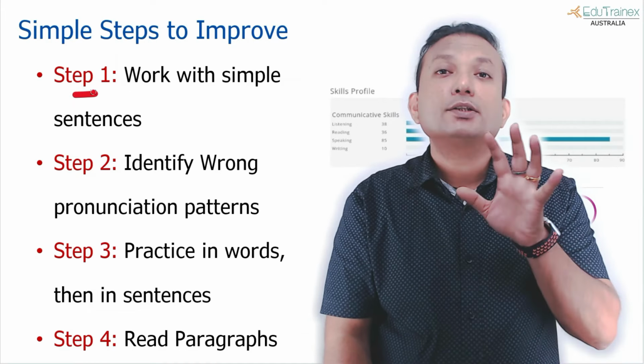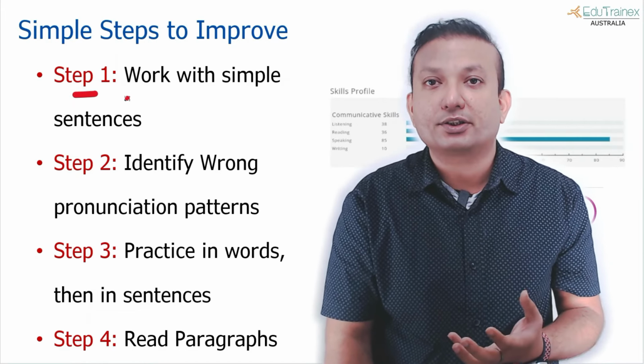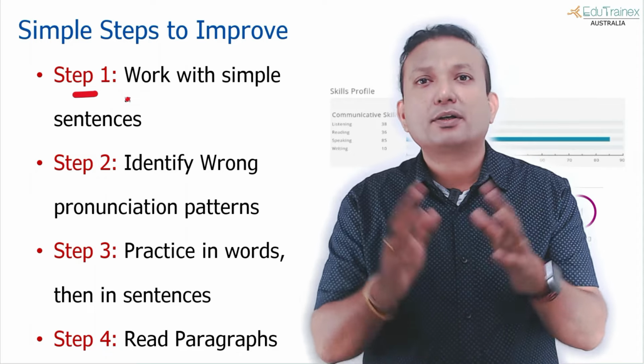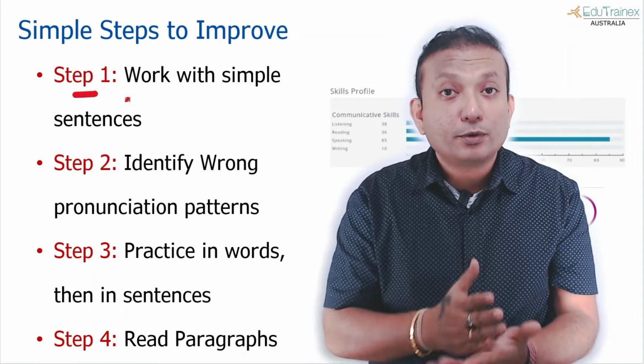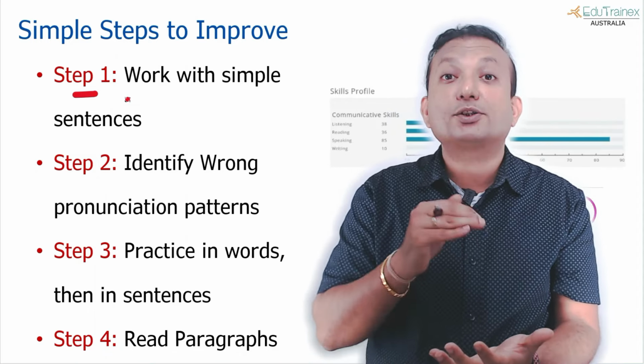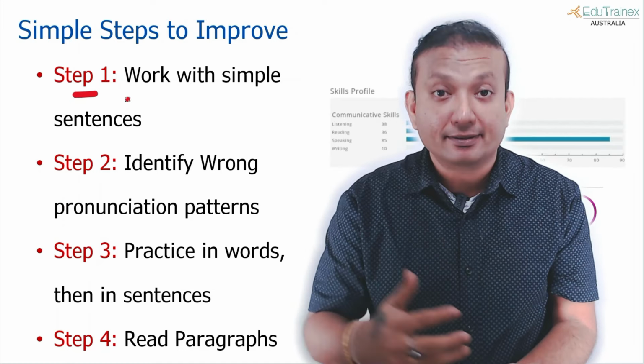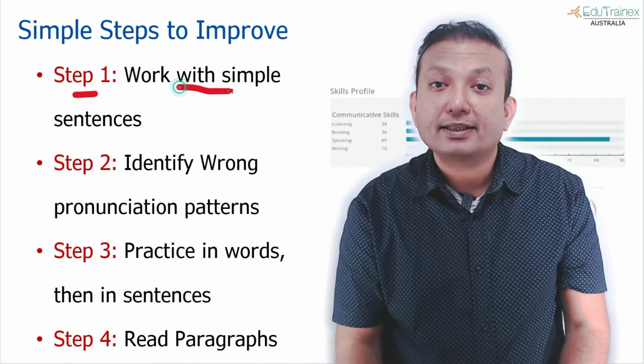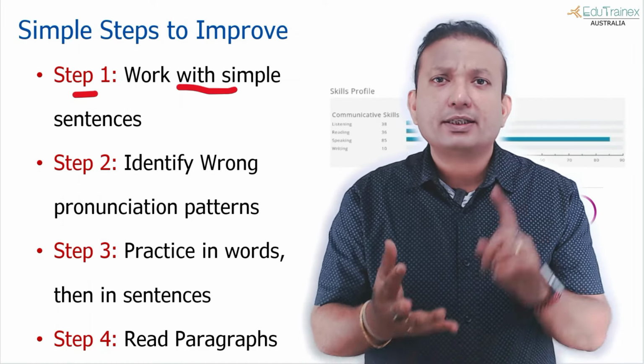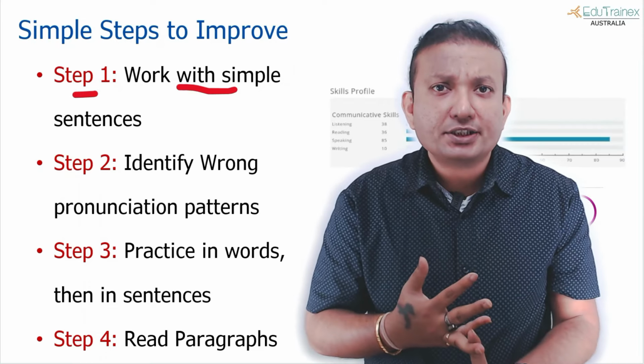Step number 1 is just work with simple sentences first. Read one sentence, don't go for a big paragraph in the beginning. Always start from basics, always start slowly and then keep on adding. So work with simple sentences, identify the issues, whether it's hesitation issues or pronunciation issues.